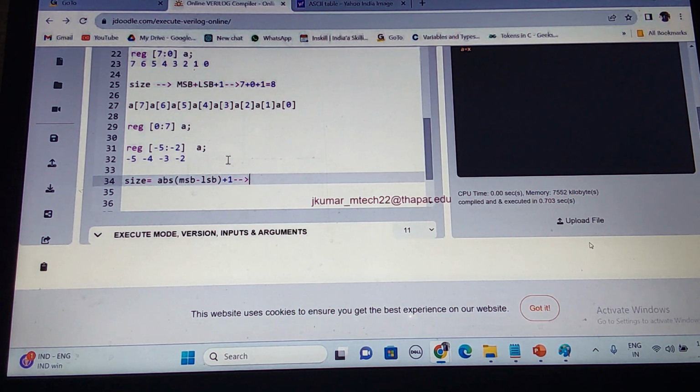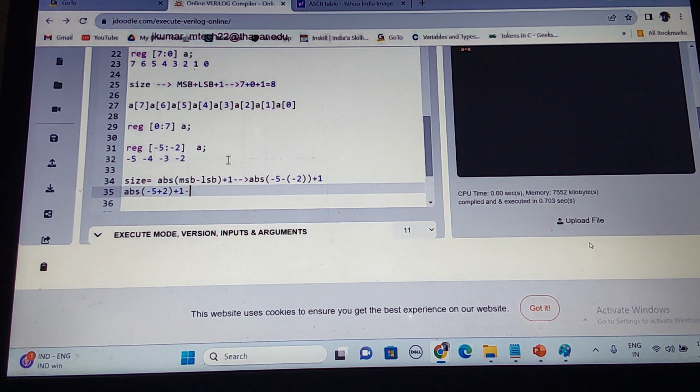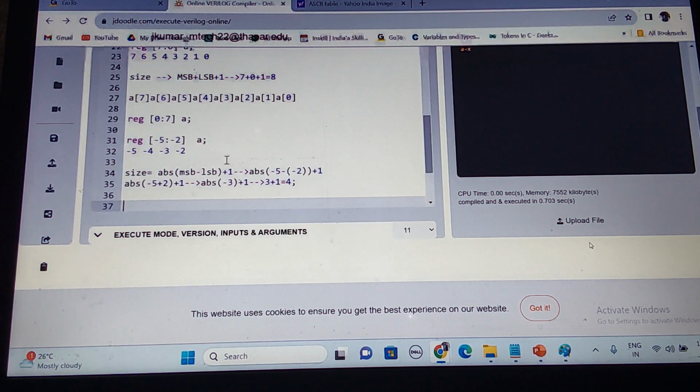Are you clear? So this I can get as absolute value. What is my MSB? Minus 5. Minus of LSB, minus 2, plus 1. Now what is the result I am going to get? Absolute value of minus 5 plus 2 plus 1, this is equal to minus 3. So this is absolute value of minus 3 plus 1. This is nothing but 3 plus 1. 3 plus 1 is equal to 4. Did you understand?